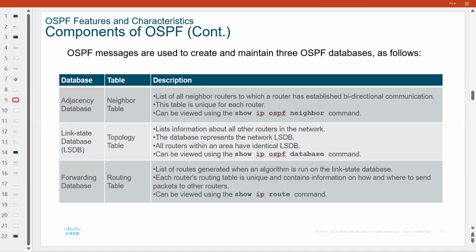Let's move on. Components of OSPF. OSPF messages are used to create and maintain 3 OSPF databases. This is very important.